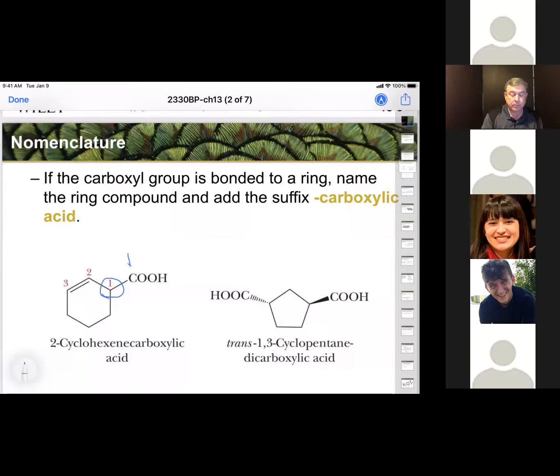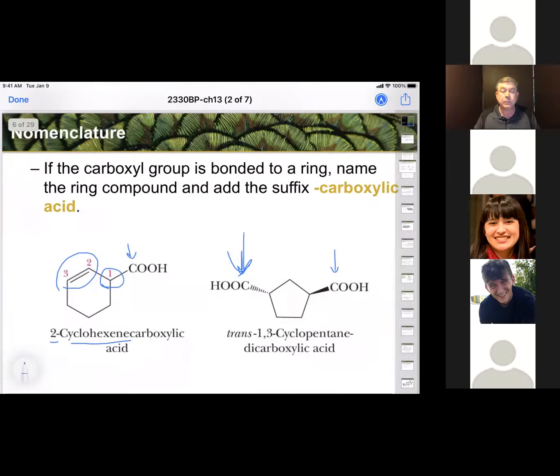Now notice when we're numbering our ring, we again start at the carbon it's named for. We don't start at the carbon of the carbonyl. That's only in chains. Don't mix that rule up with anything. And then of course we have a double bond here. So we have 2-cyclohexene carboxylic acid. And because this is on the top of the ring and this is on the bottom of the ring, we would have them in the trans configuration. So we have 1,3-cyclopentane dicarboxylic acid, trans configuration. Okay, so again, if you ever see a carboxylic acid, name it for the carboxylic acid because that's the highest priority.